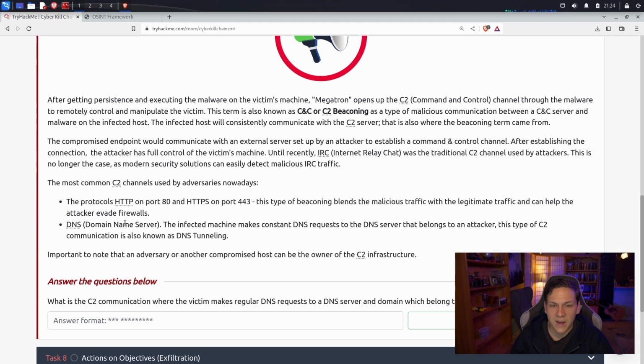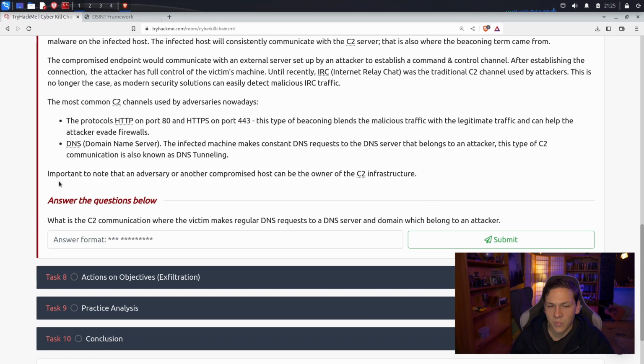DNS, Domain Name Server. The infected machine makes constant DNS requests to the DNS server that belongs to an attacker. This type of C2 communication is known as DNS tunneling. Important to note that an adversary or another compromised host can be the owner of the C2 infrastructure. What is the C2 communication where the victim makes regular DNS requests to a DNS server and domain which belong to an attacker? That's DNS tunneling.